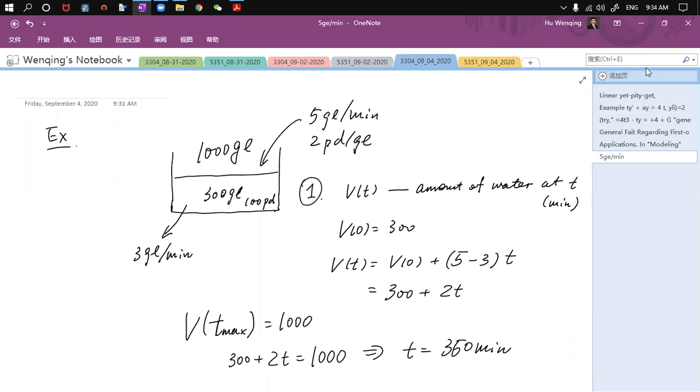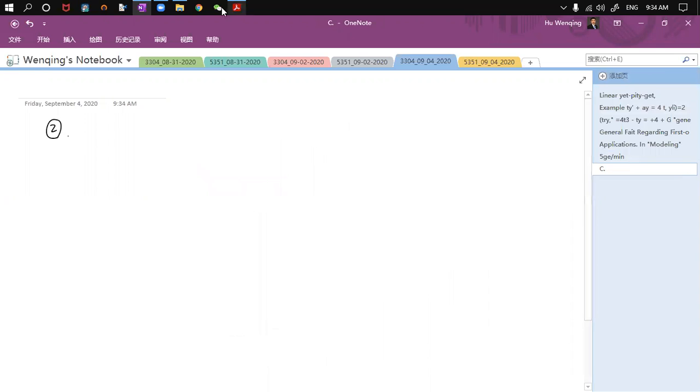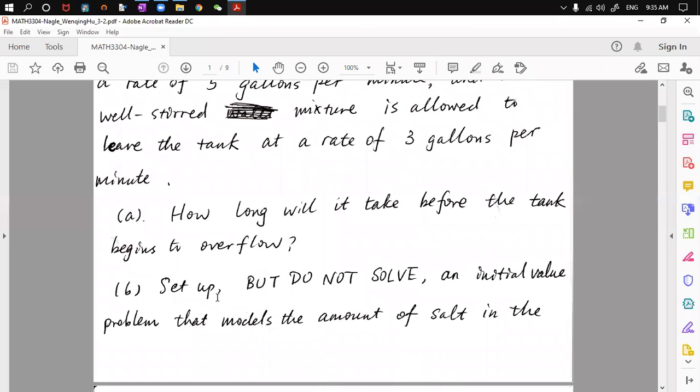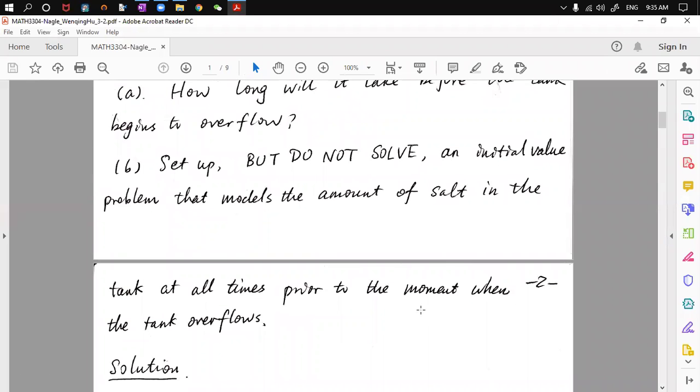Now, what about problem 2? Well, problem 2 is more sophisticated. It says, can you set up but do not solve an initial value problem that models the amount of salt in the tank at all times prior to the moment when the tank overflows. So this is a very typical way they're going to formulate such problems on your exams. They're going to say set up the question but don't solve it.